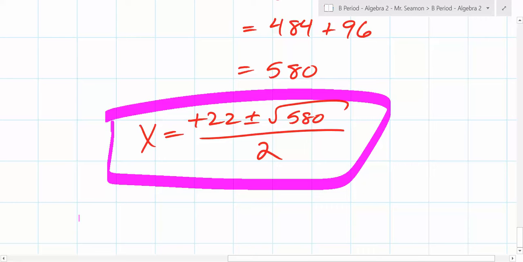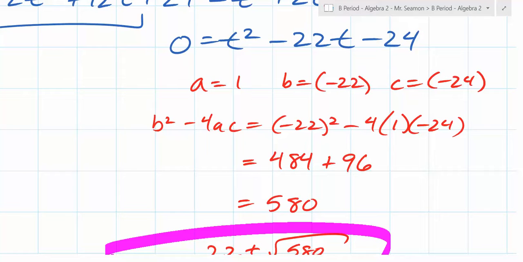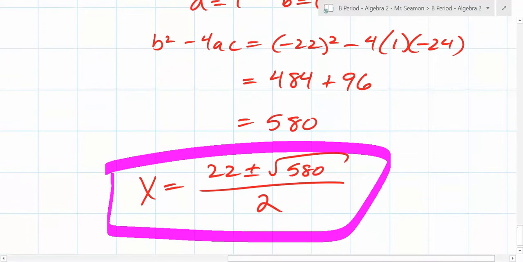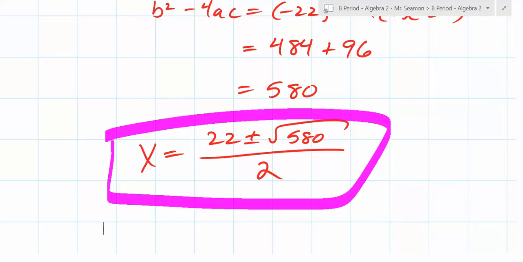Here's the thing. Is the square root of 580 bigger or less than 22? You know it already, because what's 22 squared? 484, we just did that. So the square root of 580 is definitely bigger than 22. So when you subtract it from 22, you're going to get a negative number.